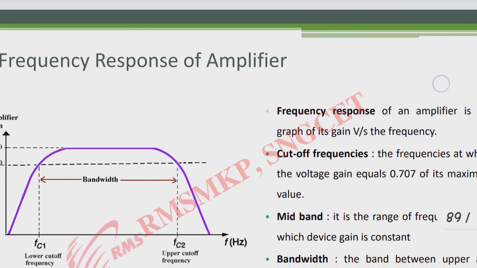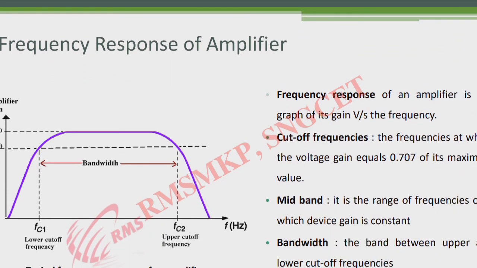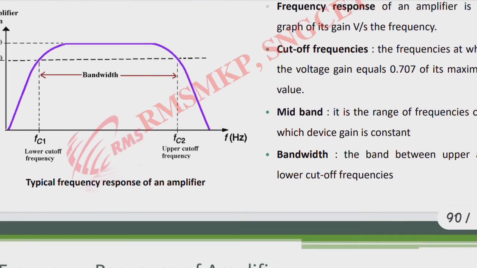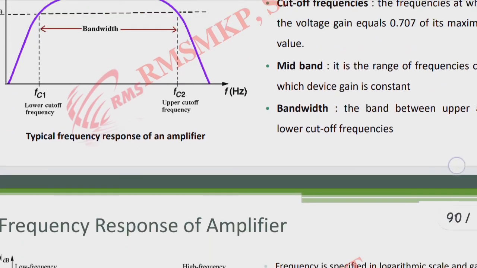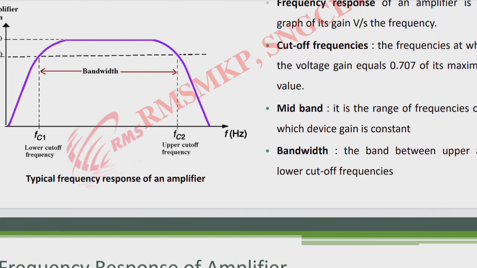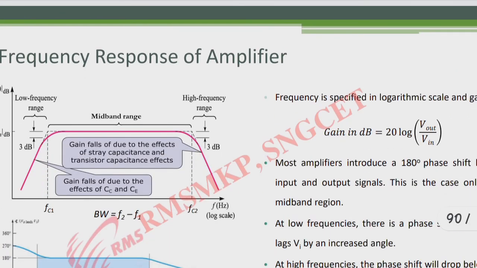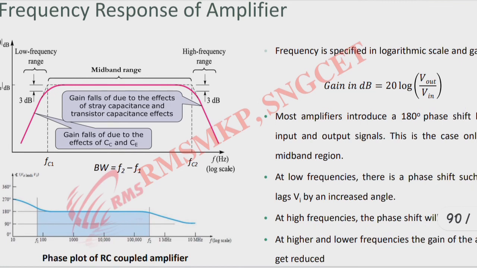This is an important topic: the frequency response of an amplifier. Frequency response is the graph of gain versus frequency. Cutoff frequency is the frequency at which the voltage gain equals 0.707 of its maximum value. Midband is the range of frequency over which the device gain is constant. Bandwidth is the band between the upper and lower cutoff frequency. Gain in dB equals 20 log Vout by Vin.